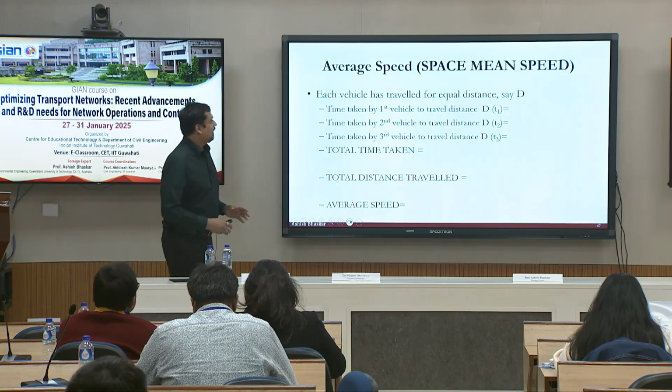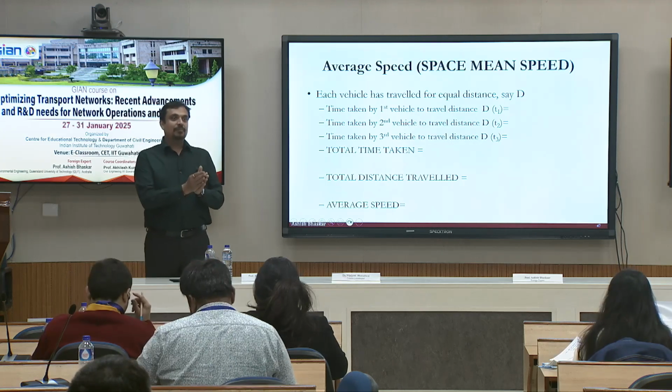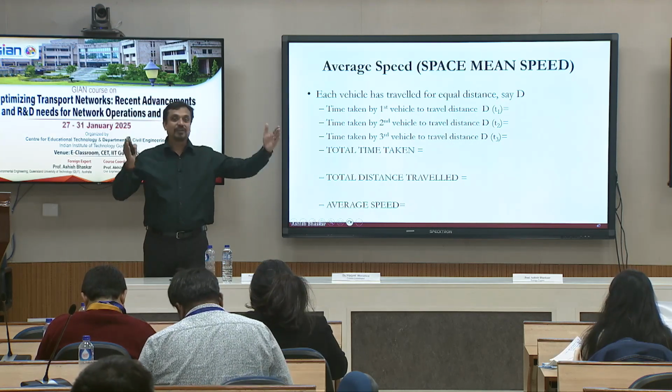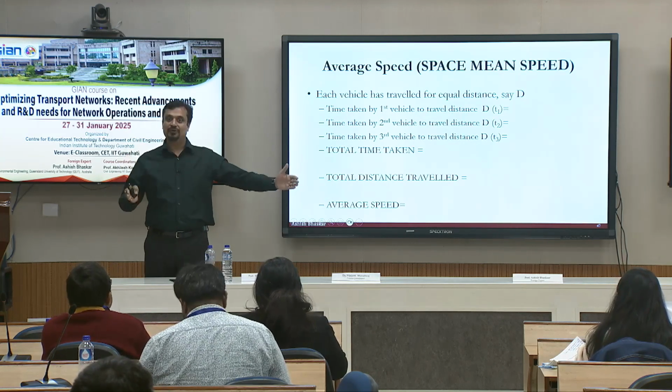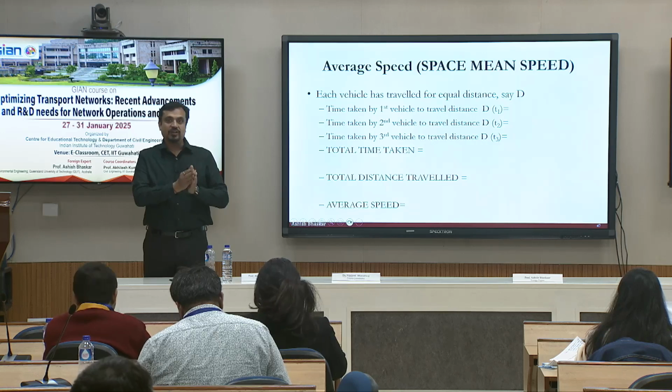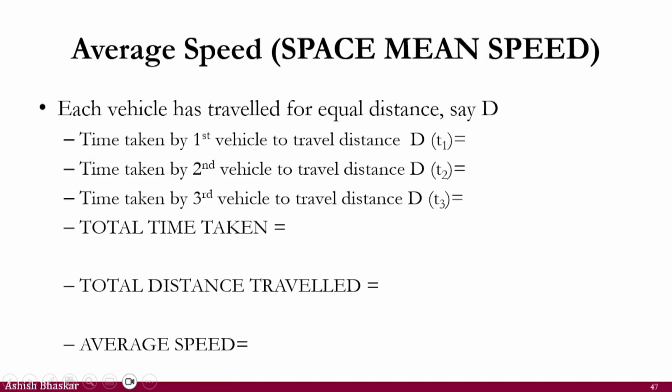That is the generic definition of the average speed. Now, when we say the space mean speed, it means a mean speed over a space. So you are fixing your space. It can be a space mean speed over a section of the road. It can be a space mean speed along the entire corridor. So the space is fixed. When you say space mean speed, it means space is fixed. So let's estimate the average speed when we are fixing the space. Let's assume that each vehicle has traveled an equal distance d.